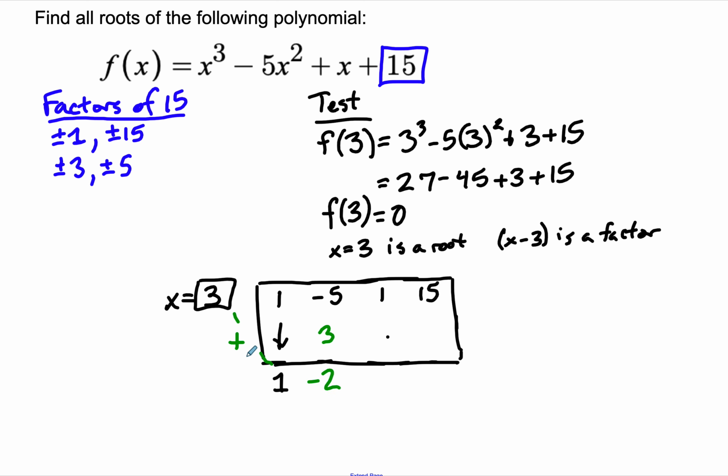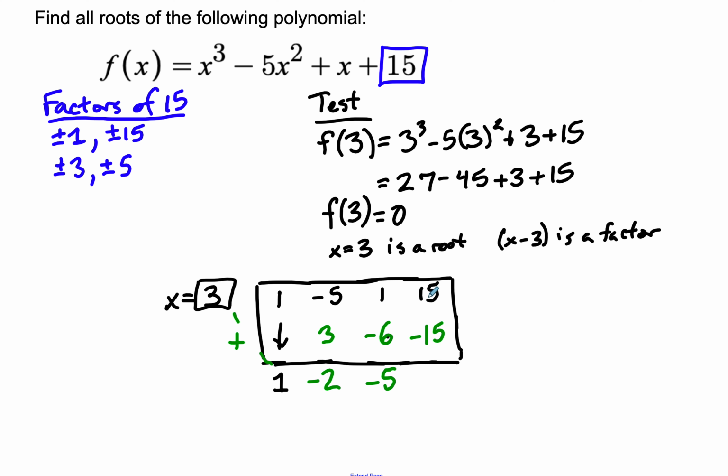Okay, so now I've done the first set, and now I'm going to repeat this whole process. Now I'm going to say 3. I'm using 3 all the time to multiply. 3 times negative 2 is negative 6. And now I'm going to say 1 minus 6 is negative 5. Okay, and now I'm going to say 3 times negative 5 is negative 15.